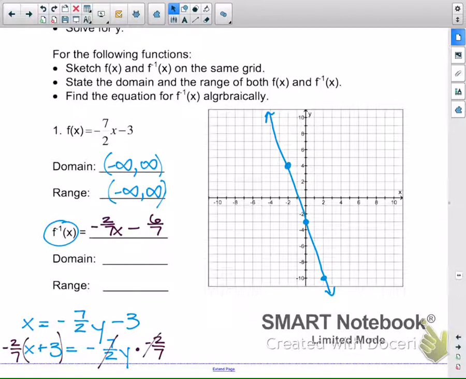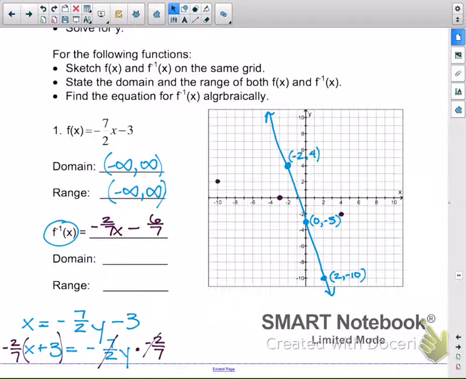The other way to graph the inverse is to take the points off of the original line and switch them as well. This is right now the point 0, negative 3. If I flipped the x and the y in that, it now becomes the point what? Negative 3, 0. Same thing for the other 2 points. This is the point 2, negative 10. If I flip that, it becomes negative 10, 2. And the third point that I had on my line was the point negative 2, up 4. If I flip that, it becomes 4, negative 2.